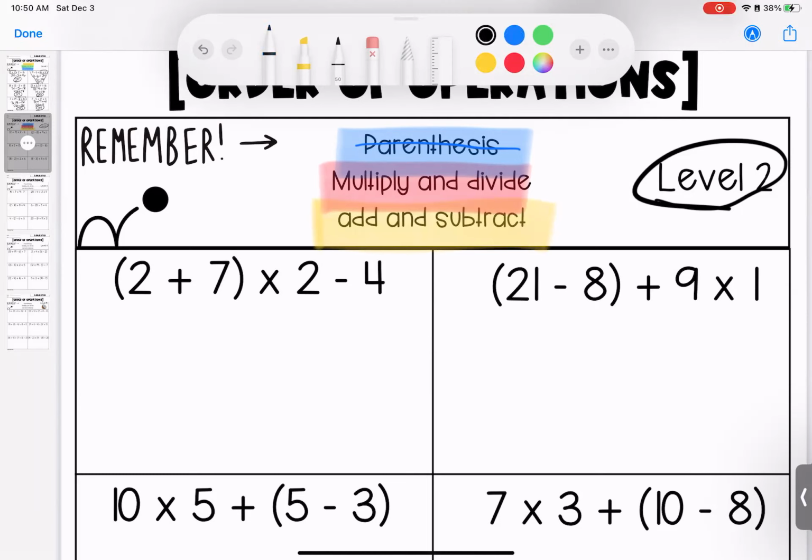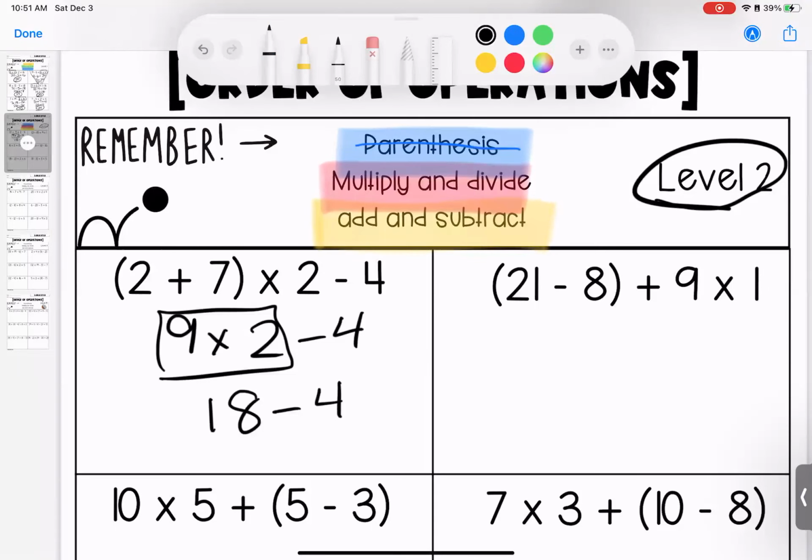Remember that the key to our success is rewrite, rewrite, rewrite. Do not try and do it all in one step. You will make mistakes because you're going to miss things. All right, 2 plus 7 in our parentheses is 9. Once I solve it, I can drop away my parentheses. 9 times 2 is 18. Rewrite. 18 minus 4 is 14. 14 is our final answer.